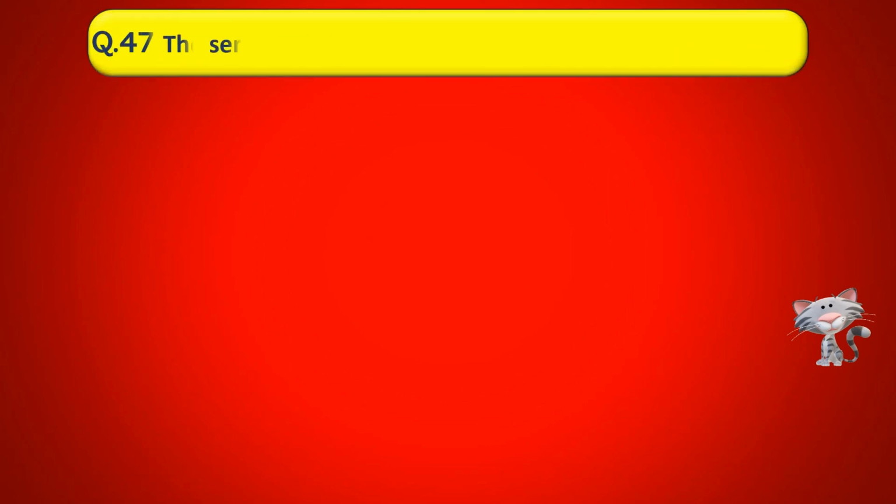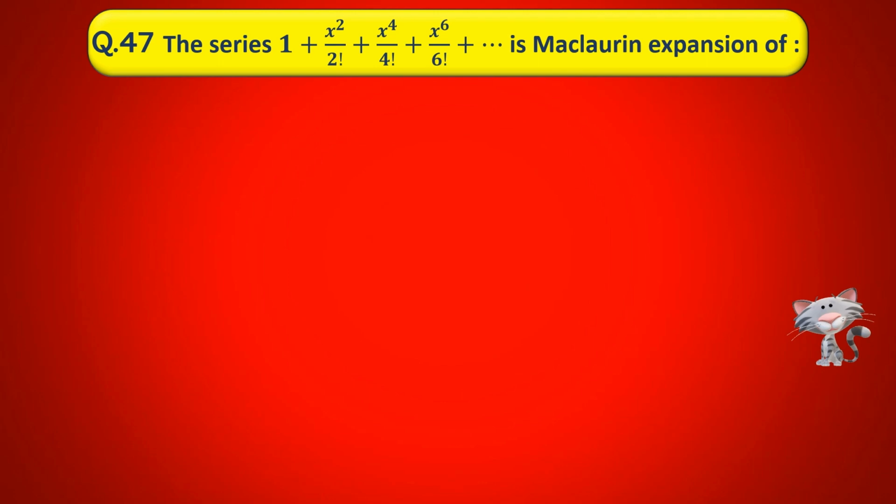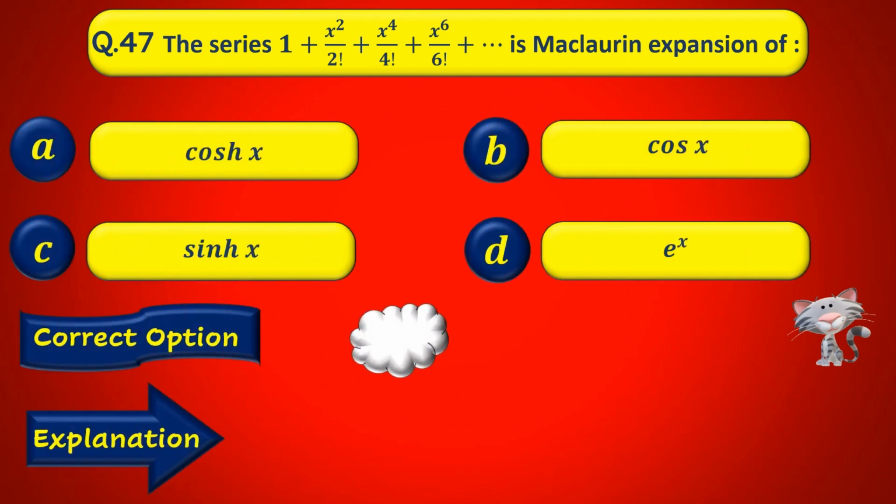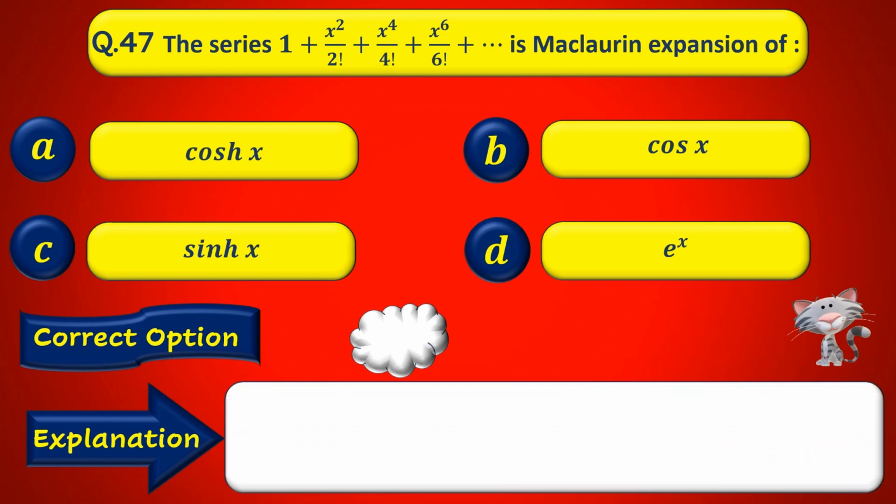Question number 47. The series 1 plus x square over 2 factorial plus x4 over 4 factorial plus x6 over 6 factorial is the Maclaurin expansion of, and the options are these. Let's check out which one is the correct option, and the correct option is option A. As the given series is the Maclaurin series expansion of cos hyperbolic x. So the correct option is option A.